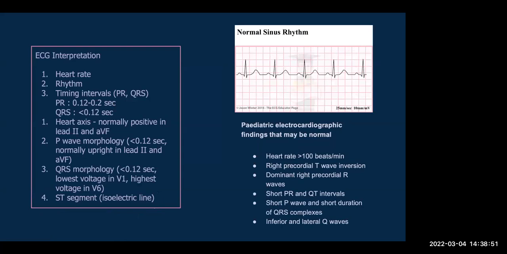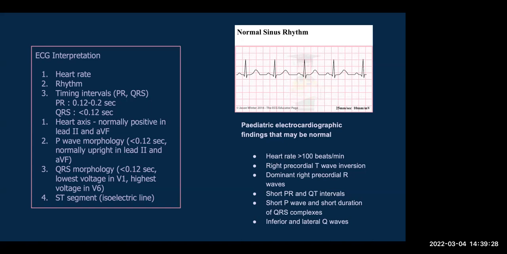When we interpret ECG, first of all, we must look at the heart rate. How to calculate the heart rate? 300 divided by the number of large boxes between two RR intervals. And then the second one is rhythm. The third one is timing intervals. We look at the PR and QRS duration. Normally, the PR lasts for 0.12 to 0.2 seconds, about 3 to 5 small boxes, and QRS complex is less than 3 small boxes.